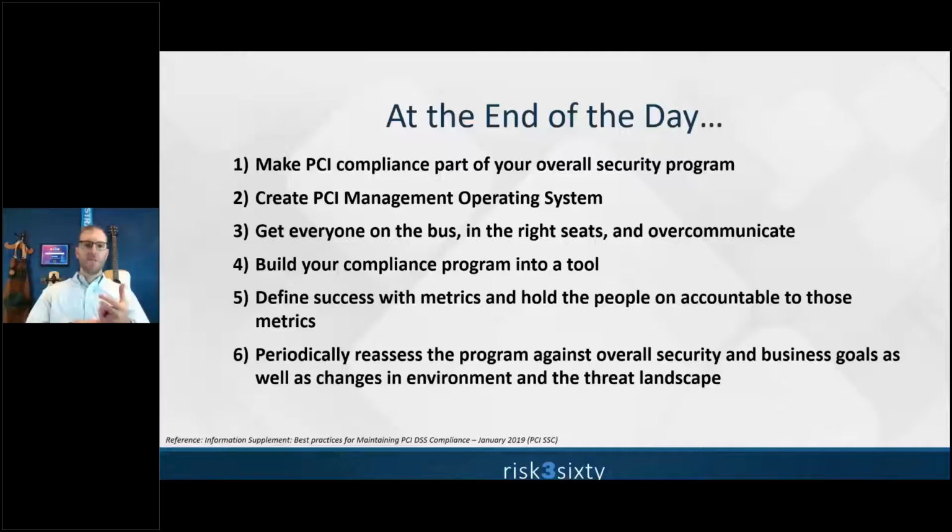Number 2 is make that PCI management operating system, right? Where you have on paper here's the vision, here's the mission, here's how we're going to talk about culture, here's acceptable behavior, here's our meeting cadences, here's how we're going to handle all these activities, and here's what success looks like. Here's our goals, and here's what our KPIs are. Number 3 is get everyone on the bus. Put all those people in the right seats and then over communicate, right? Make sure you have the right individuals in the right spots doing the right things, and make sure they're supported, over supported, right? Put your compliance program into a tool.